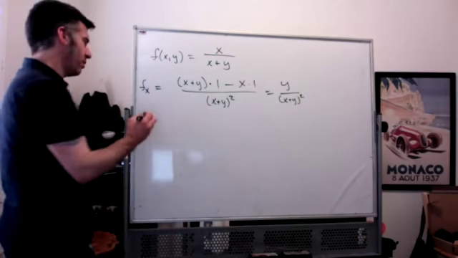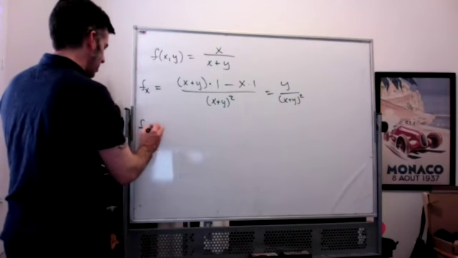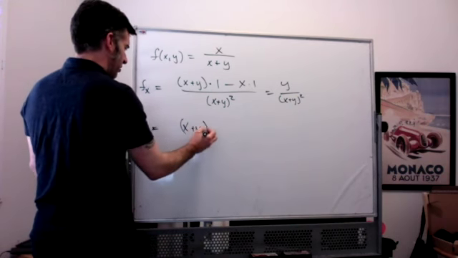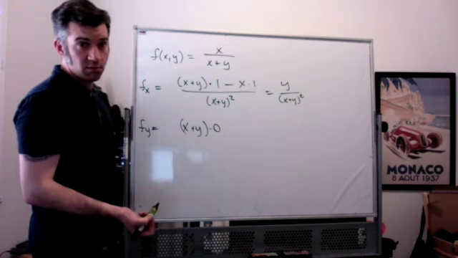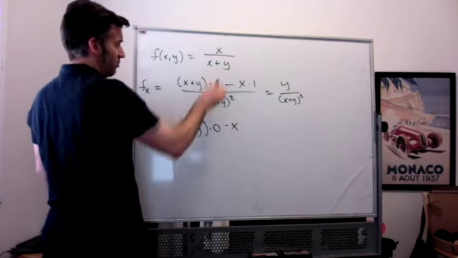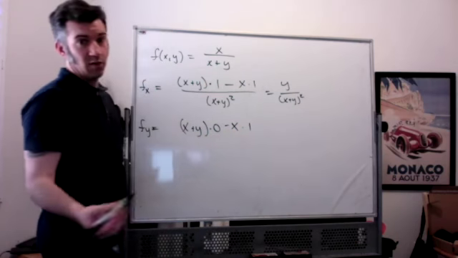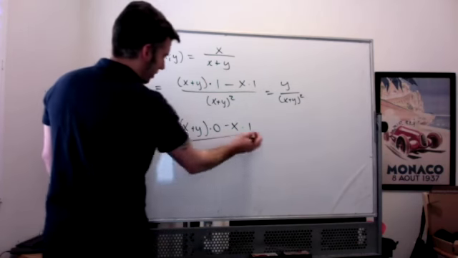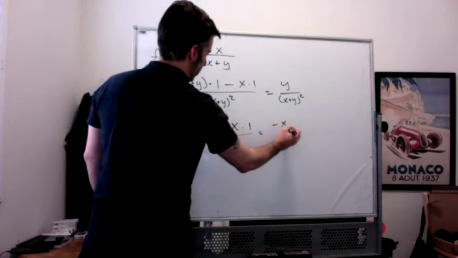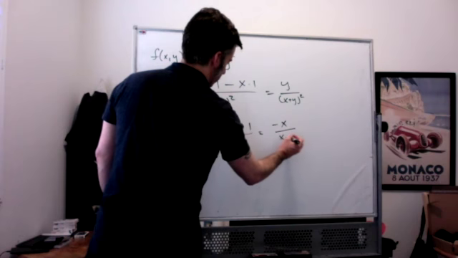Let's find the partial with respect to y. Again, that's going to be the bottom times the derivative of the top, which is 0, minus the top times the derivative of the bottom, which is 1, right? 0 plus 1, divided by the bottom squared, which is equal to negative x over (x plus y) squared.